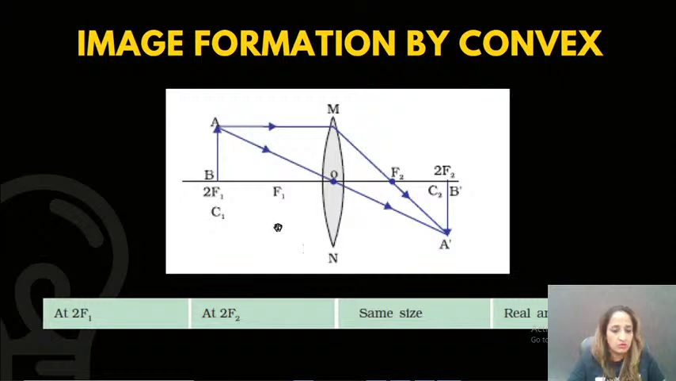Okay, so this is the quick example of that third option that we have here.